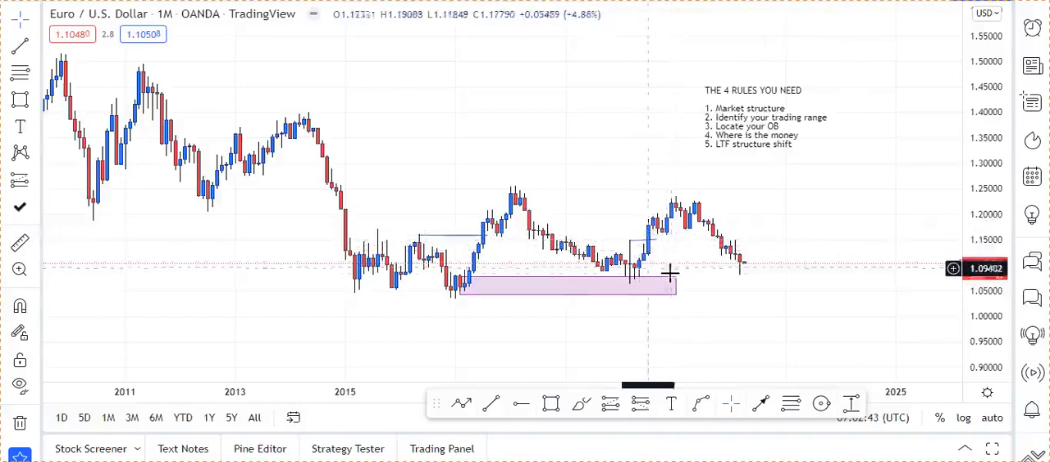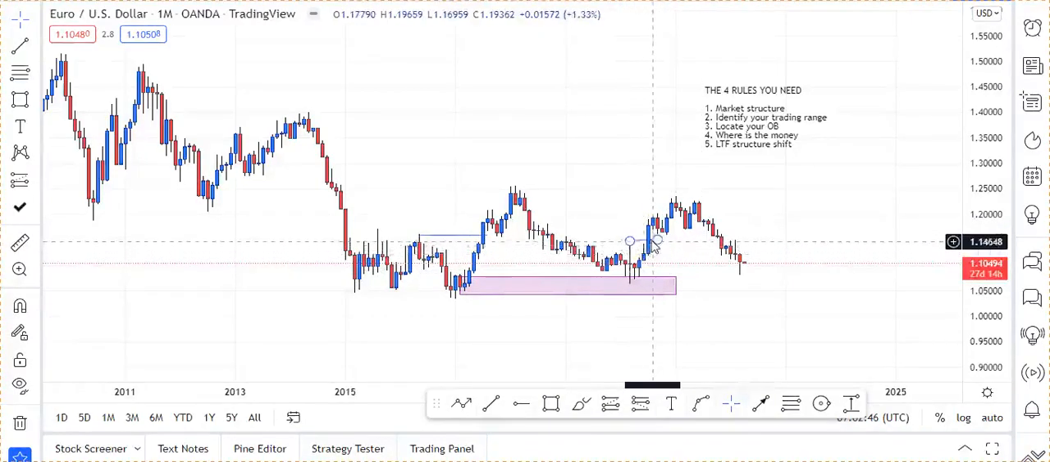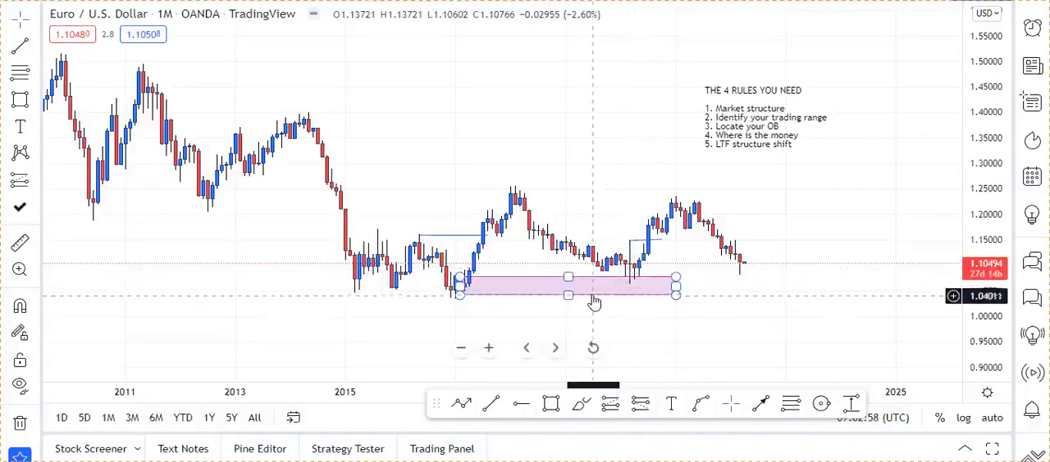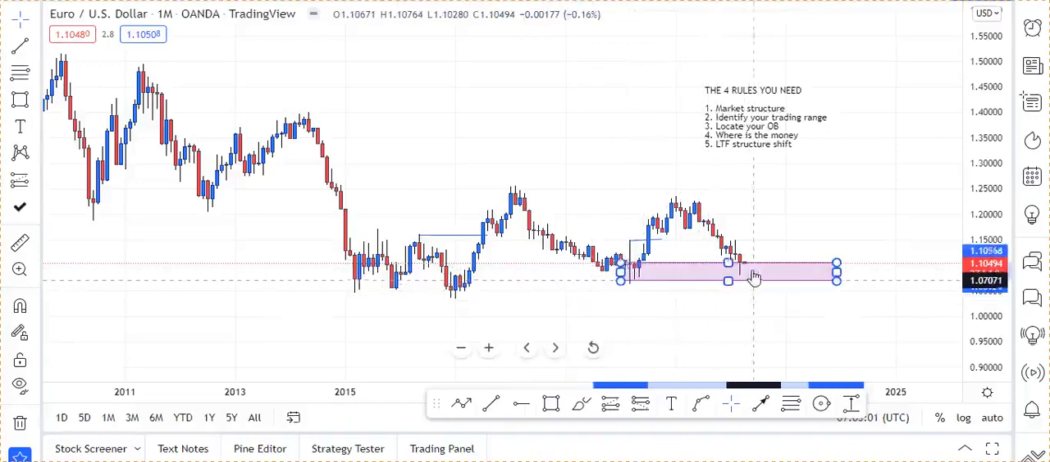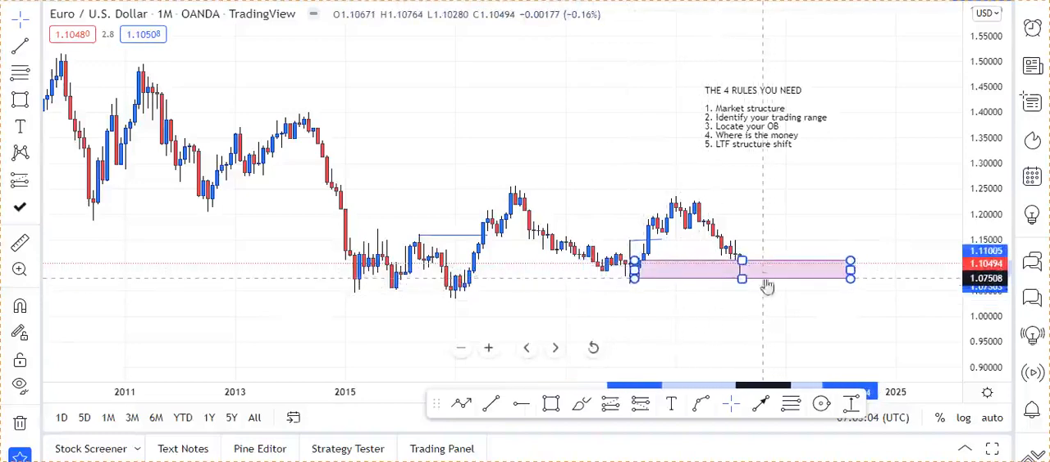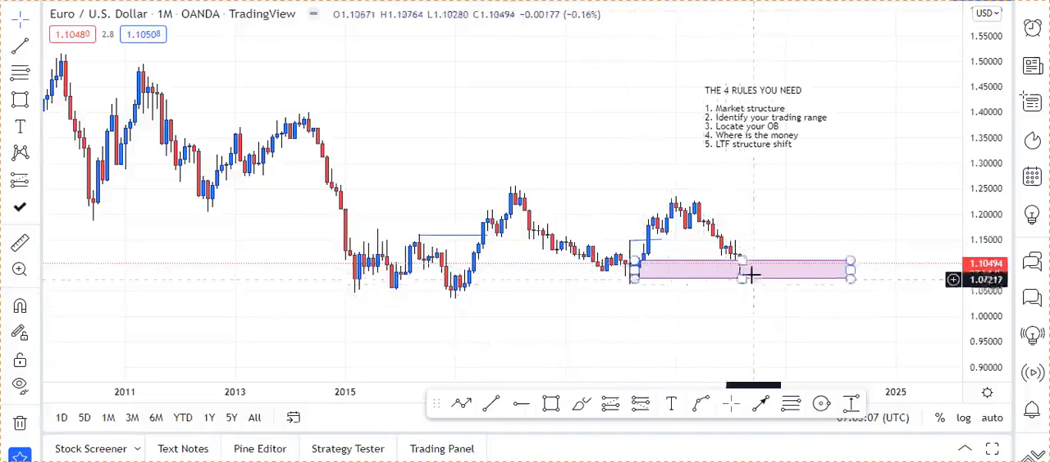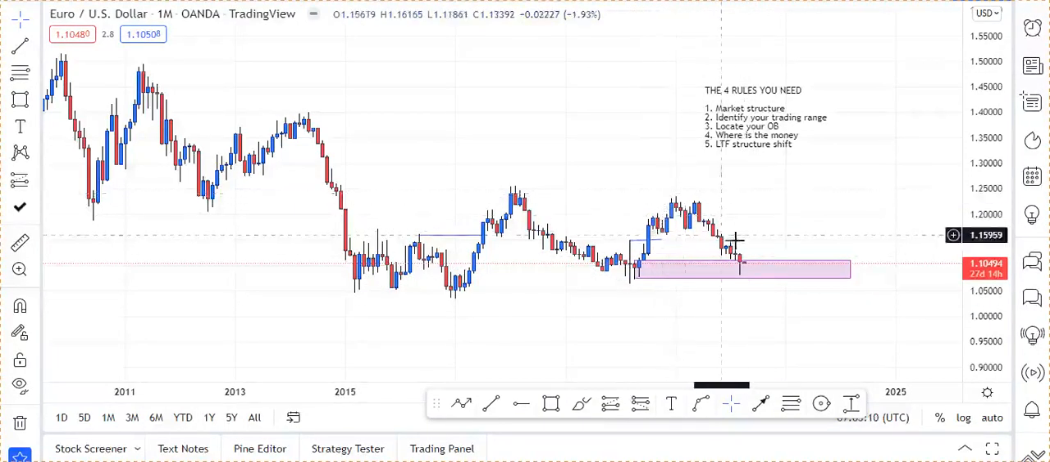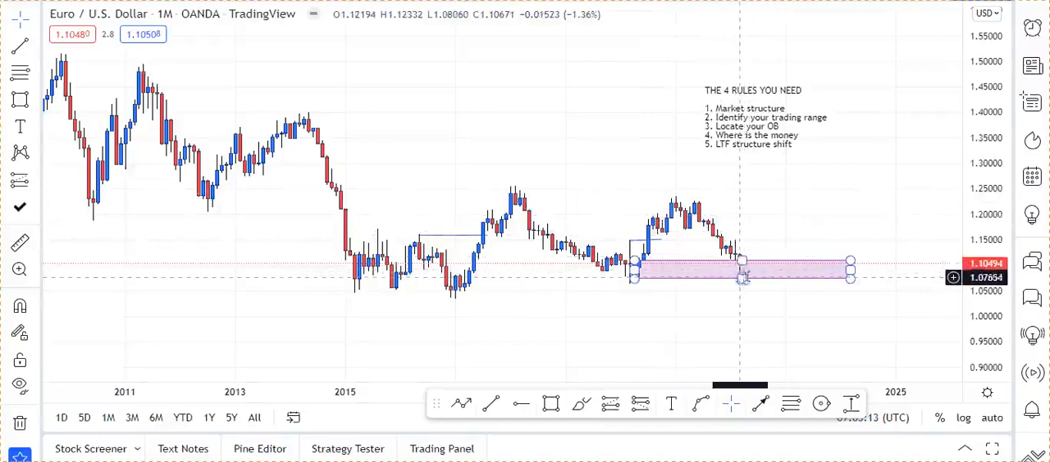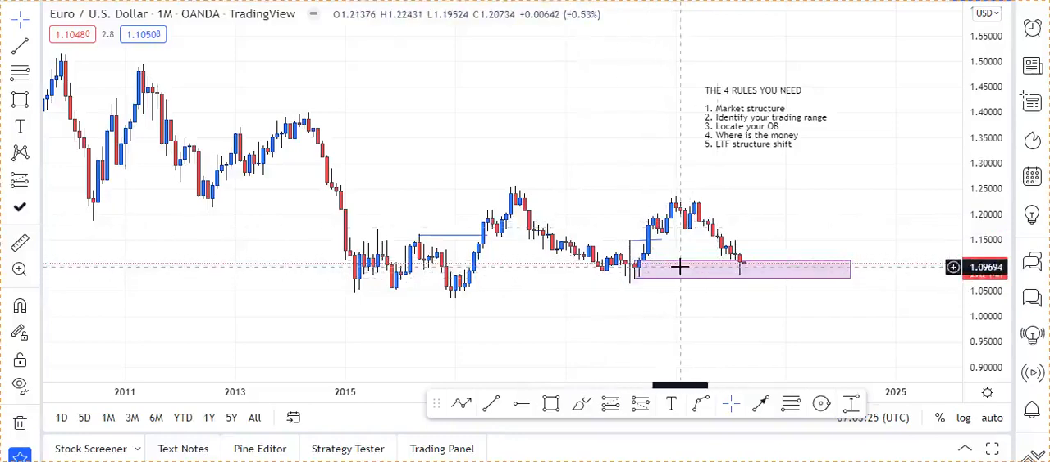So where is the OB that gave rise to that break of structure? It is this OB here. So we move it from here to this new OB. As you can see, price broke structure, went up and came back, and price is already reacting off of this monthly POI here. So what we can deduce from this monthly is that price is going bullish. We are in a bullish structure.